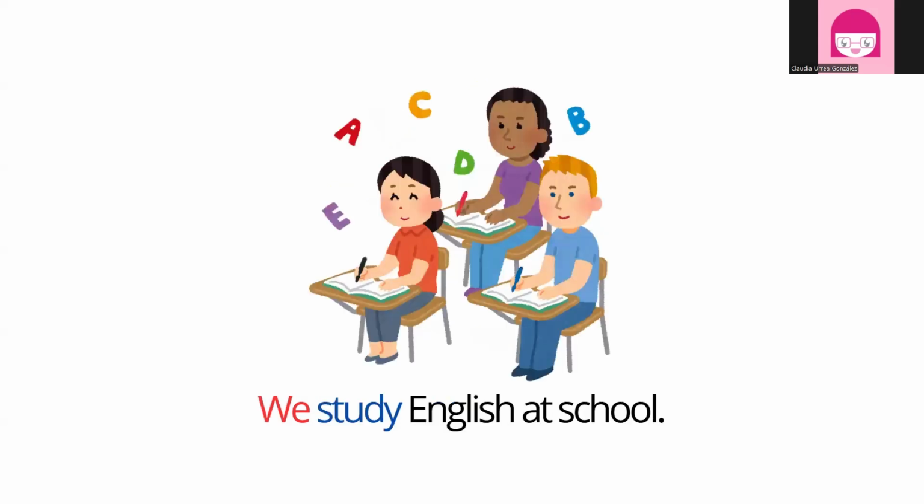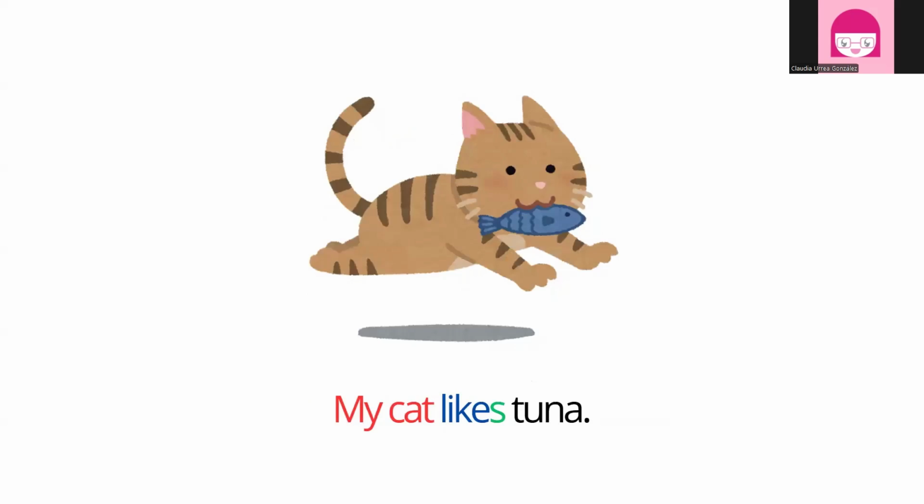Then we study English at school. Well, in this case, it's kind of a lie because right now we're learning online, right? Not at school. So, okay, this is not true. But imagine this is true, please. Then I have a fat cat, and my fat cat likes tuna, and that's true.